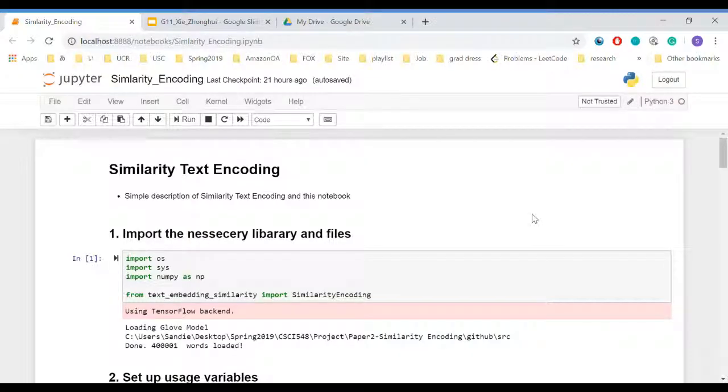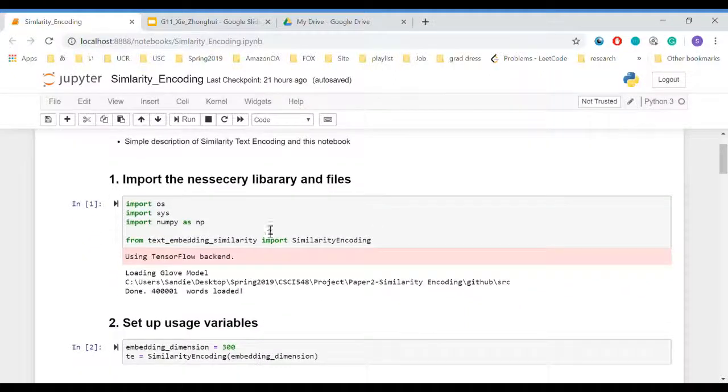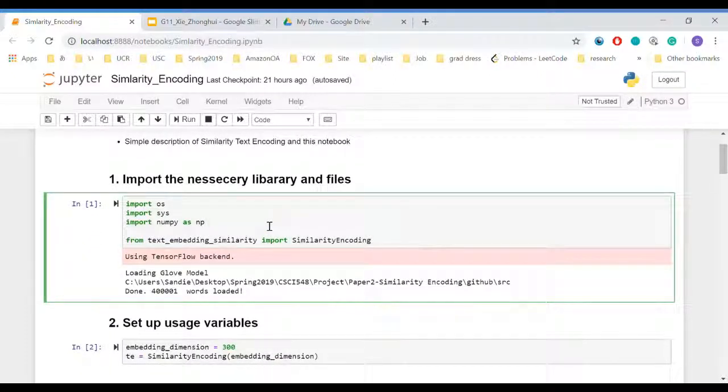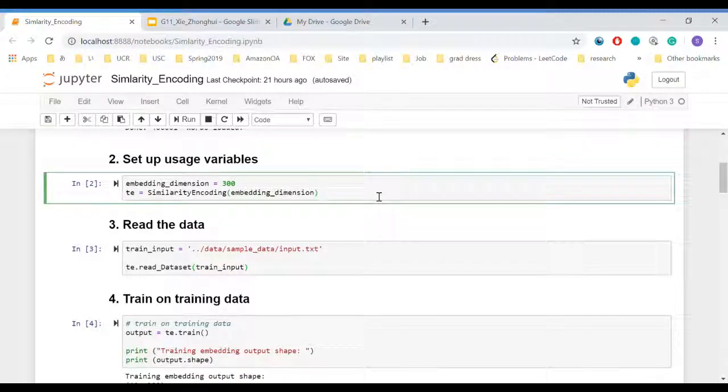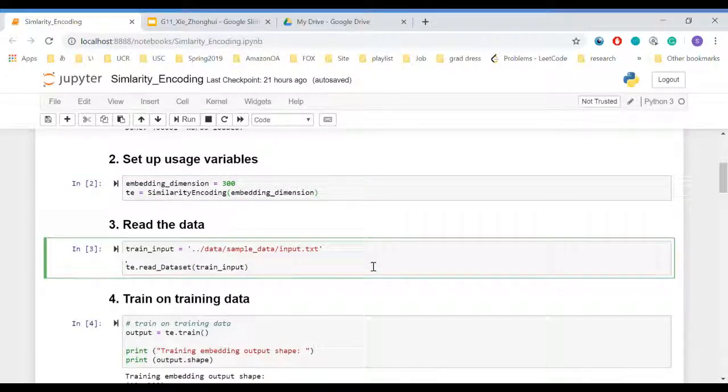Right here we have a Jupyter notebook on similarity text encoding. First, we need to import the necessary libraries such as NumPy and our refactorization class Similarity Encoding. Then I initialize the model with the embedding dimension of 300. Then we will read the dataset using the read dataset function, and the dataset we are reading for this Jupyter notebook is the input.txt file.